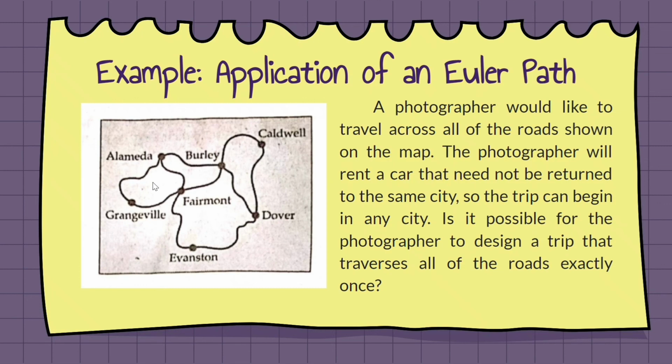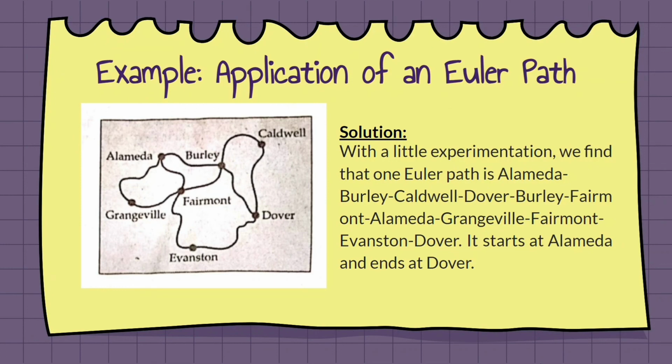Because Alameda and Dover are vertices of odd degree, the photographer must start at one of these cities. So with a little experimentation, we find that one Euler path starts with the city of Alameda, to Burleigh, to Caldwell, to Dover, to Burleigh again, Fairmont, then Alameda, Grangeville, to Fairmont, to Evanston, and to Dover. So class, it starts with the city of Alameda and ends at Dover, which are of odd degree.